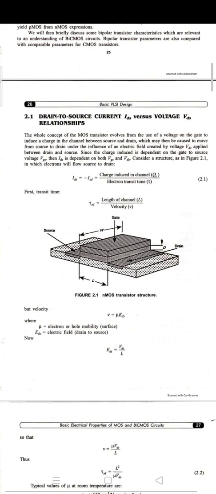This is a very important long question. The IDS versus VDS relationship is a very important long question. There will be no question paper without this question.